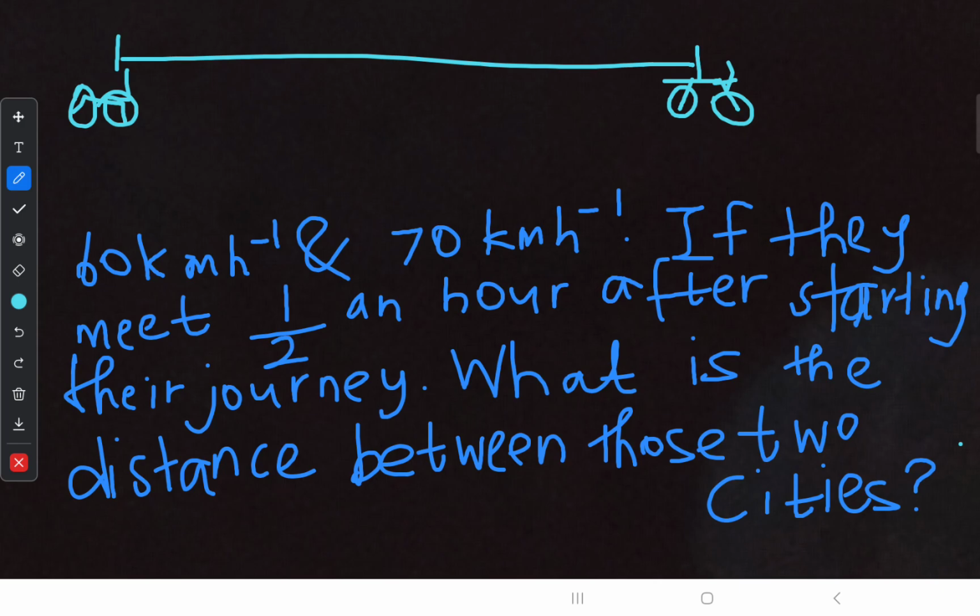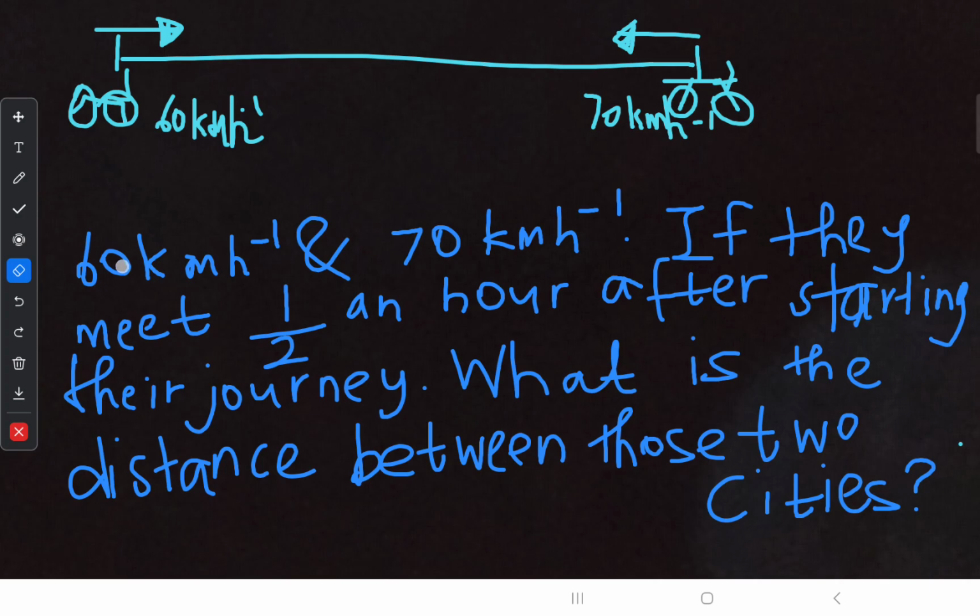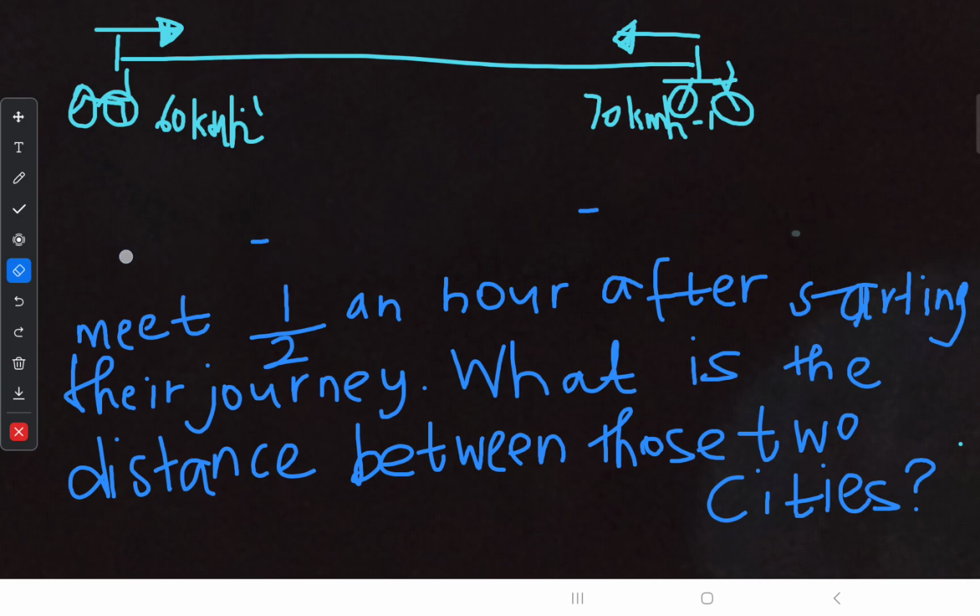They started their journey. This bike is going this way, and this one is going this way, at the same time, coming from two different cities. The first one has uniform speed 60 kilometer per hour, the second one 70 kilometer per hour. The question says they met half an hour after starting their journey.